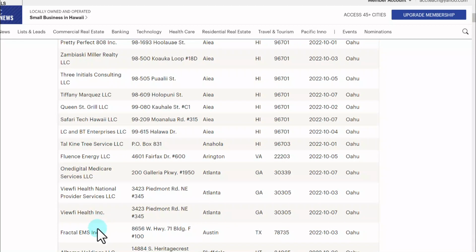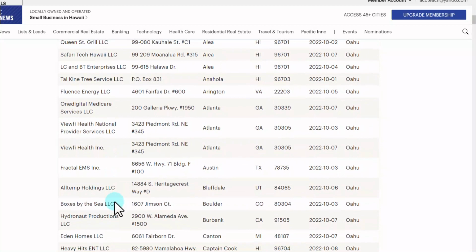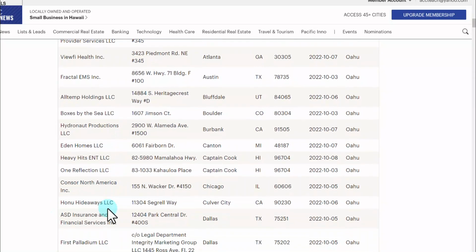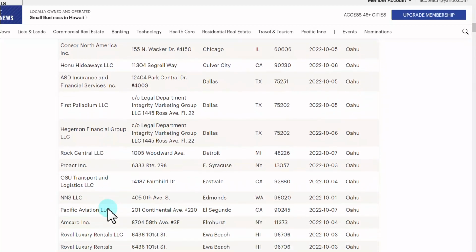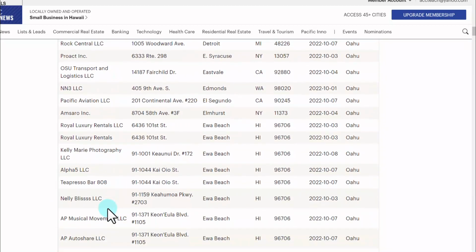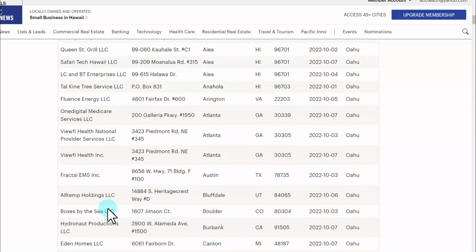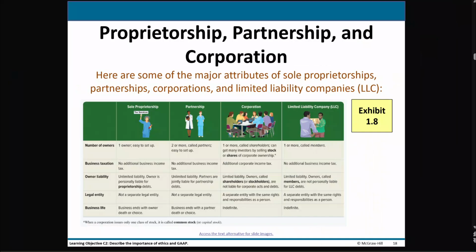Here's a corporation, where the company name ends with Incorporated, Inc., versus LLCs. Again, the more common type of business entities are LLCs. Here's another Inc., but mostly LLCs. But we're going to be covering corporations here in our Accounting 2-1 class. Again, corporations are the more common type of business entity.